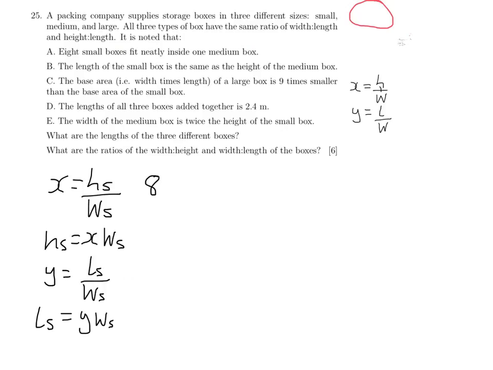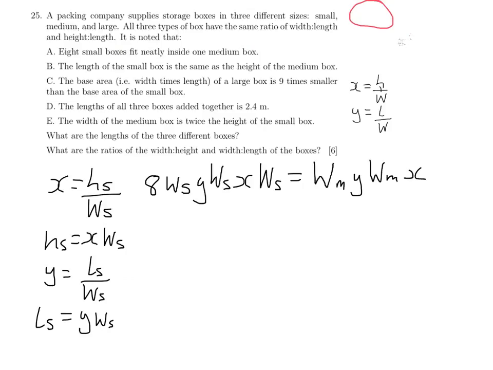So we're told that 8 small boxes fit in the medium box. So we're going to have the width of the small box times the length of the small box, which I have just made y times the width of the small box. And then that's times the height of the small box, which I've made x times the width of the small box. Now each of the small, medium and large boxes have all got the same aspect ratio, if you will. So we can make just the same substitution for the medium boxes as well.